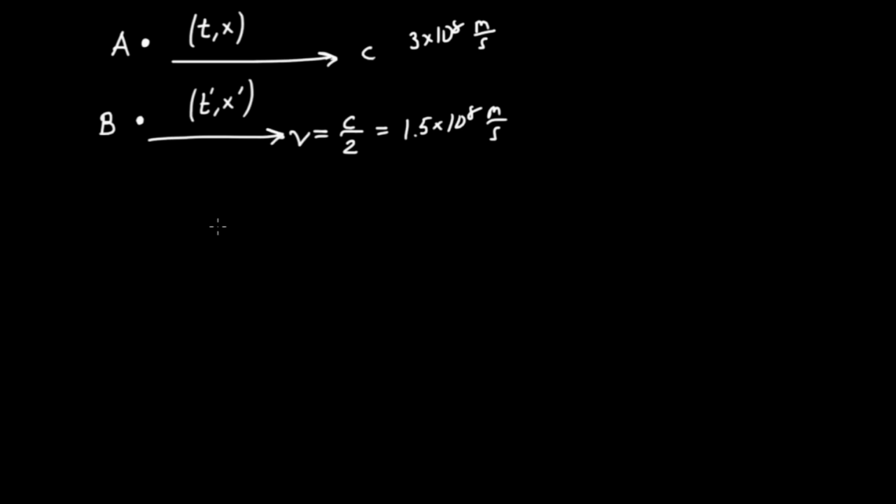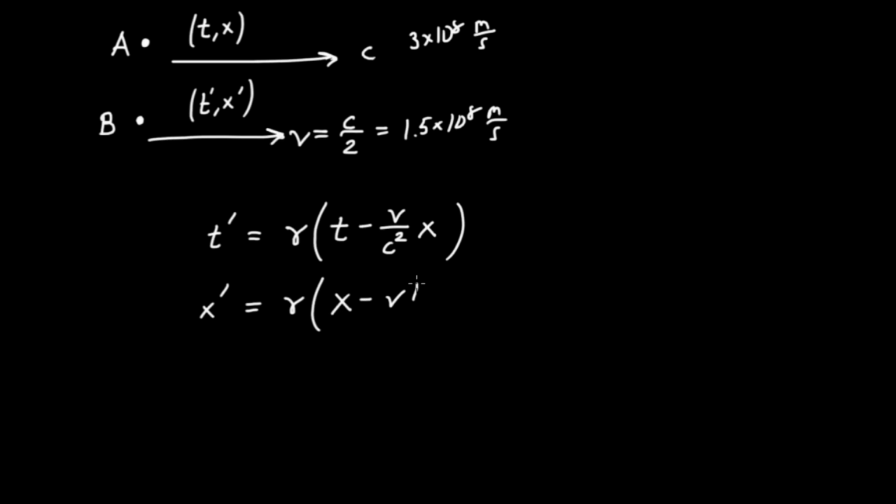And unfortunately, I'm not going to derive it for you from scratch, but let me just tell you what it is. So t prime is going to be gamma, which I'll tell you what that is in a second. It's going to be gamma times t, the unprimed t, minus v over c squared times x, which is the unprimed space coordinate. So that's the transformation you're going to need to calculate t prime.